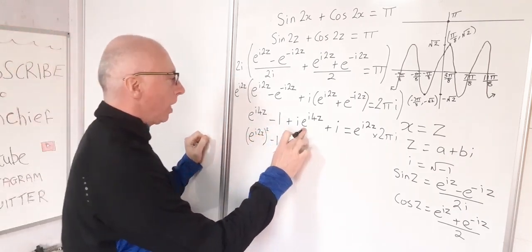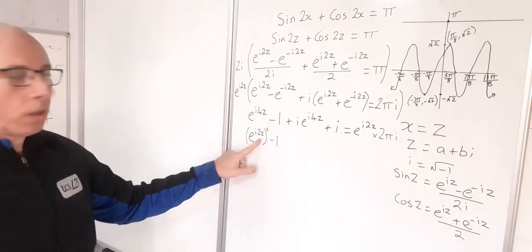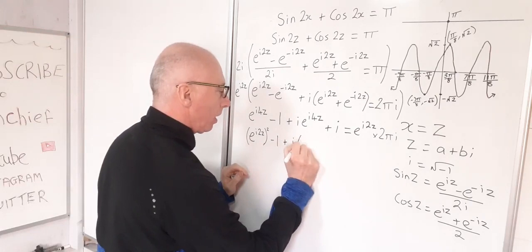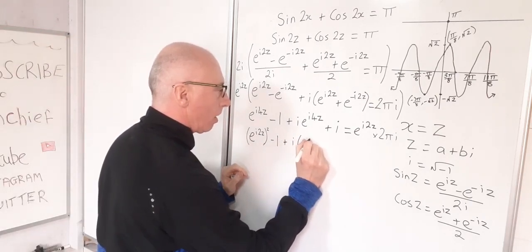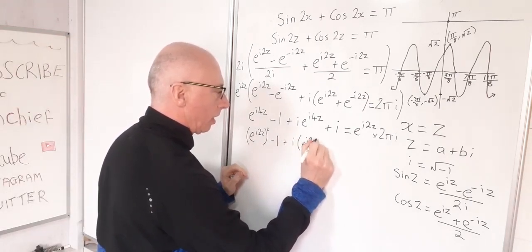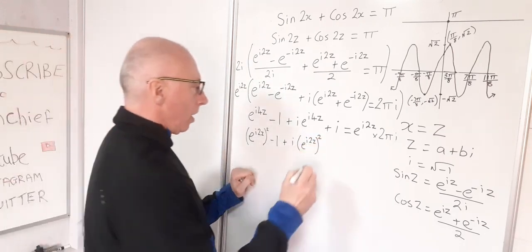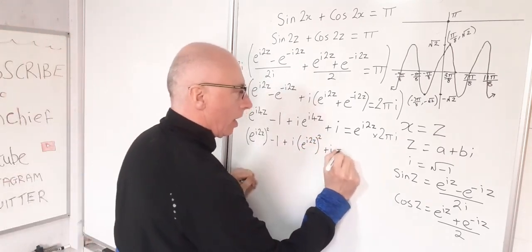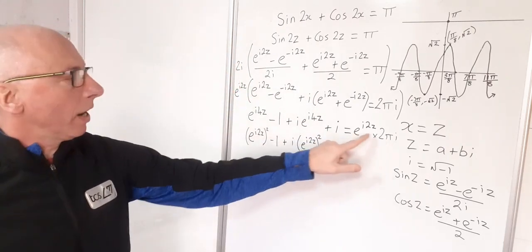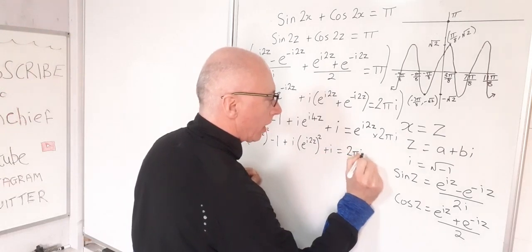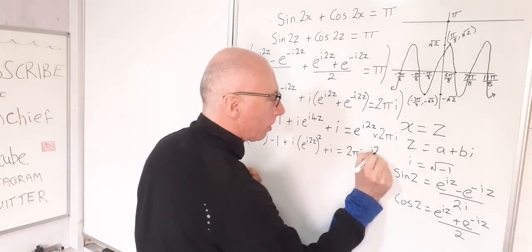This one I'm going to write with the i in front with this term as well next to it. So plus i, and then open bracket, e to the i2z, and then squared. I as well, I'll just add i again. And then this time I'm going to bring my 2 pi i in front of my exponential. That equals 2 pi i e to the i2z.